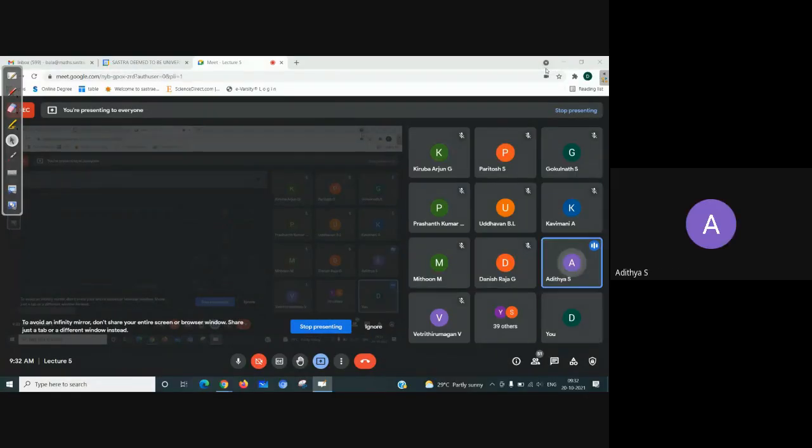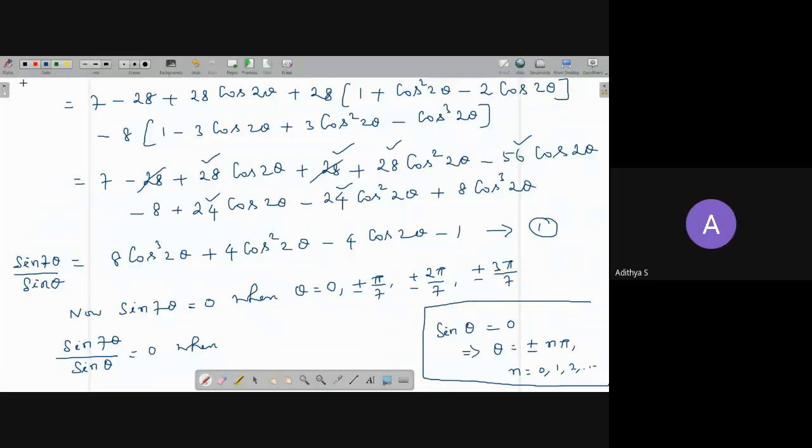And theta equal to n pi by 7, plus or minus n pi by 7, except 0. Except 0, because sine 0 is what? 0, so it is a 0 by 0 form. So that's why this is equal to 0 when theta equals plus or minus pi by 7, plus or minus 2 pi by 7, plus or minus 3 pi by 7.